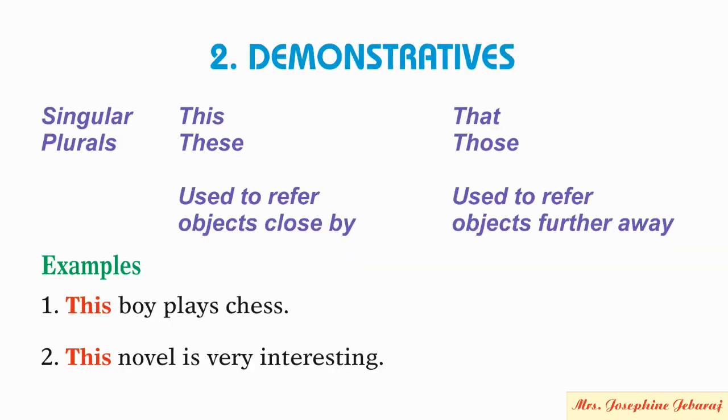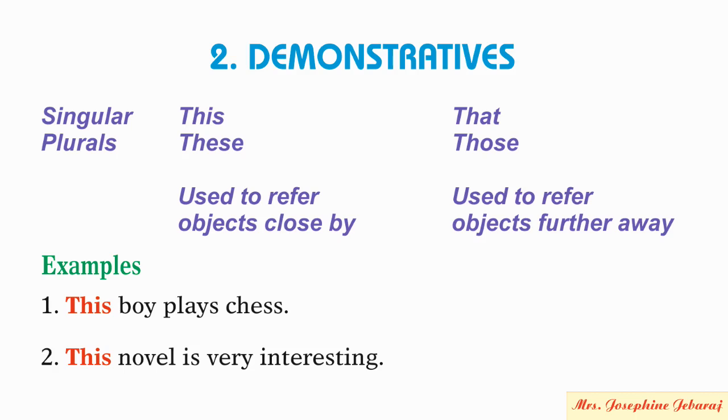Next, we go with the second one, demonstratives. This, that, these and those are the demonstratives. They describe the position of an object seen from the speaker's viewpoint. This and that are used before singular nouns. These and those are used before plural nouns. This and these refer to objects that are close by. That and those refer to objects that are further away. The closeness can be physical or psychological.